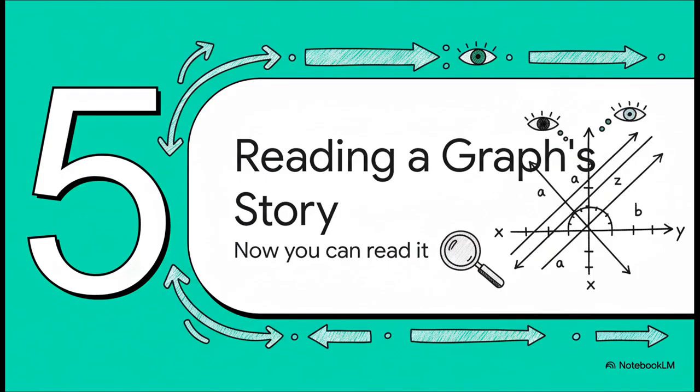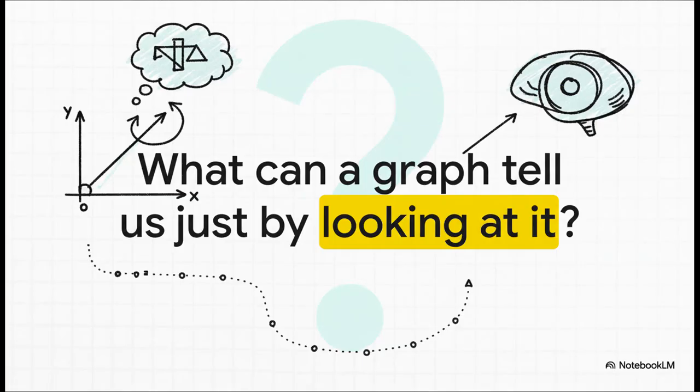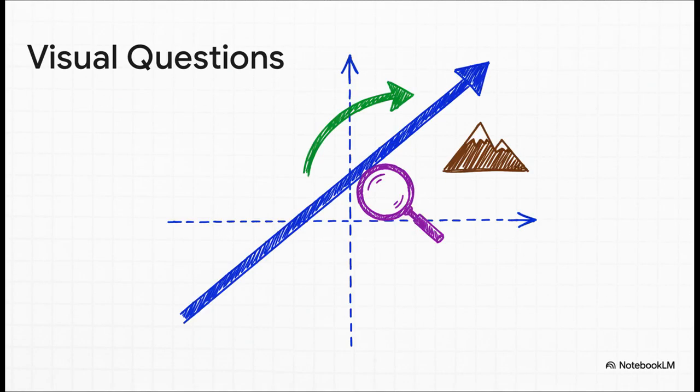So for our final section, let's flip the script. Instead of writing the story, we're going to learn how to read it. I promise, by the end of this, you'll be able to look at any straight line and know exactly what it means. So, when you're looking at a line on a graph, what story is it actually telling you? What can you figure out just by glancing at it? All you have to do is ask a few simple visual questions.